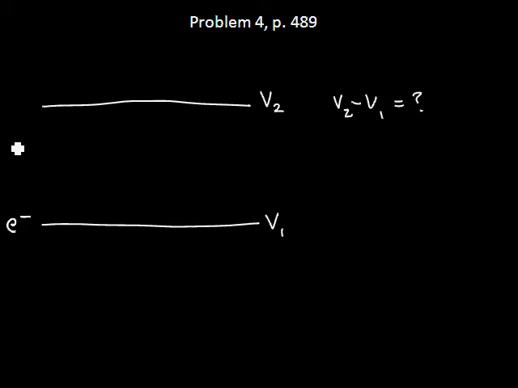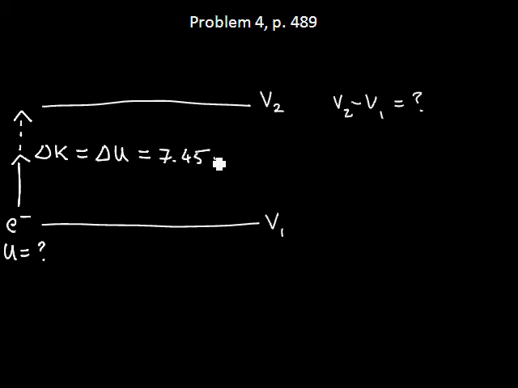So with that in mind, if we start with an electron here that has some potential energy, it's going to fall and gain kinetic energy. And that kinetic energy that it gains is going to be equal to the potential energy that it loses. And we're given that number. It's 7.45 times 10 to the minus 16 joules. When we go back to the question, it accelerates from plate A to plate B. So the way I've set this up, this is plate A, this is plate B.